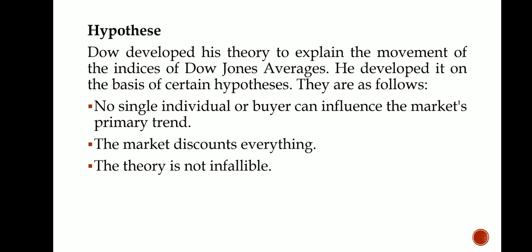Hypothesis. Dow developed his theory to explain the movement of the indices of the Dow Jones average. He developed it on the basis of certain hypotheses. They are as follows. No single individual or buyer can influence the market's primary trend. It means the role of an individual in influencing the market trend is minor. However, an investor can affect the daily price movements by buying or selling huge quantities of scrips. He may not be able to affect the large trend, but he can affect the daily price movements.